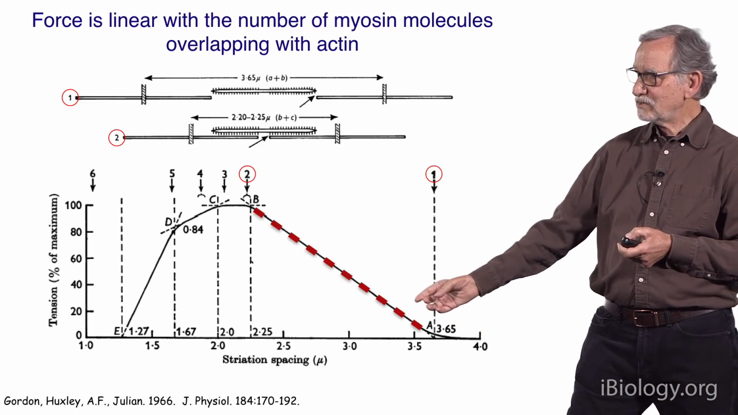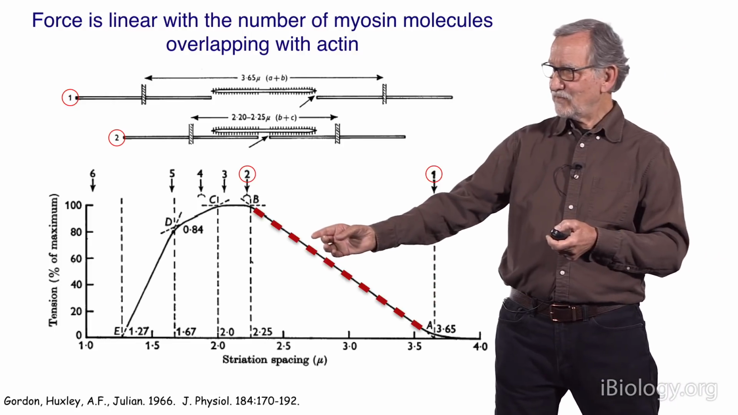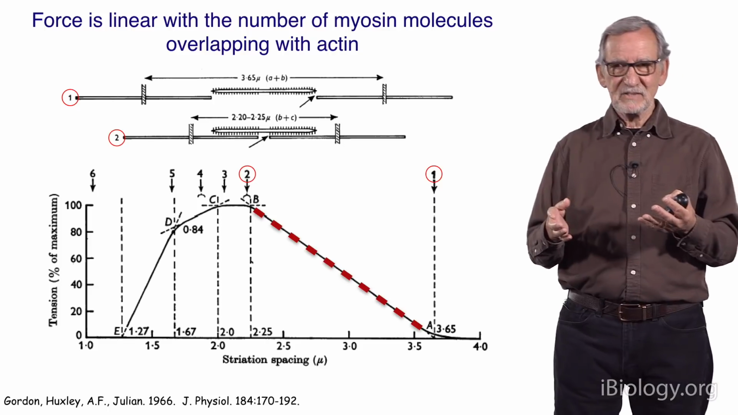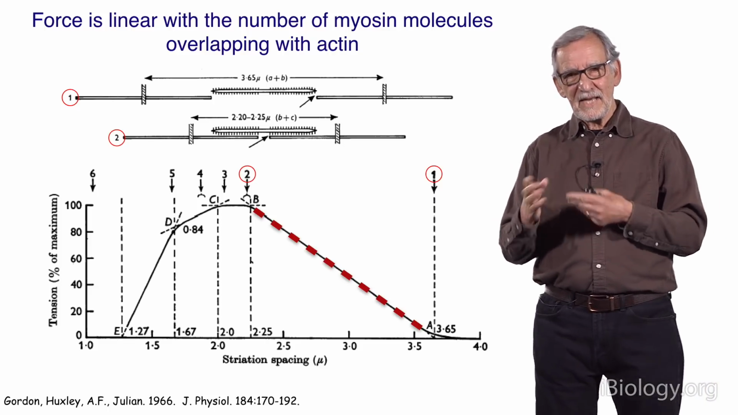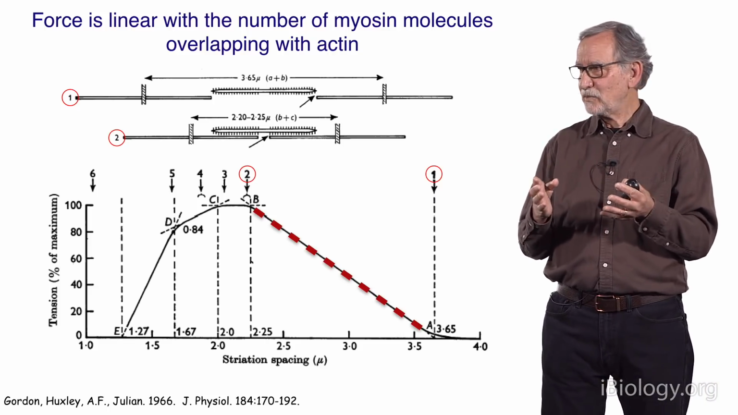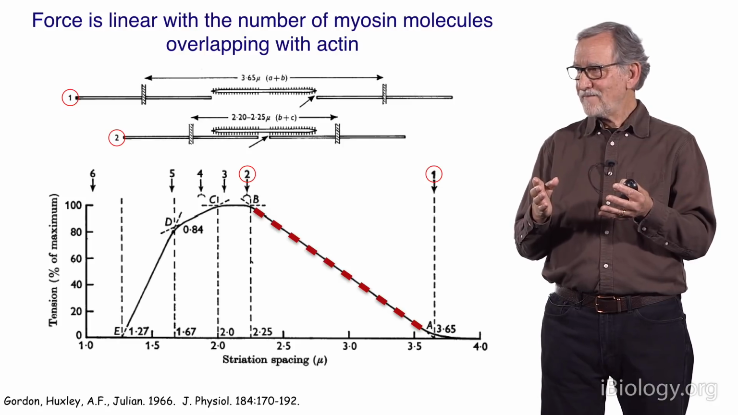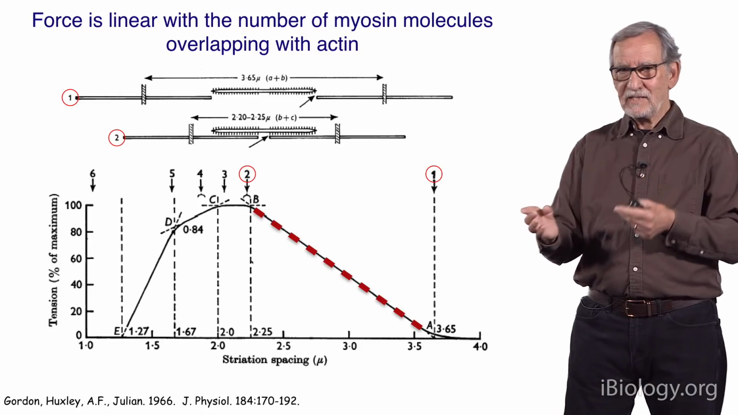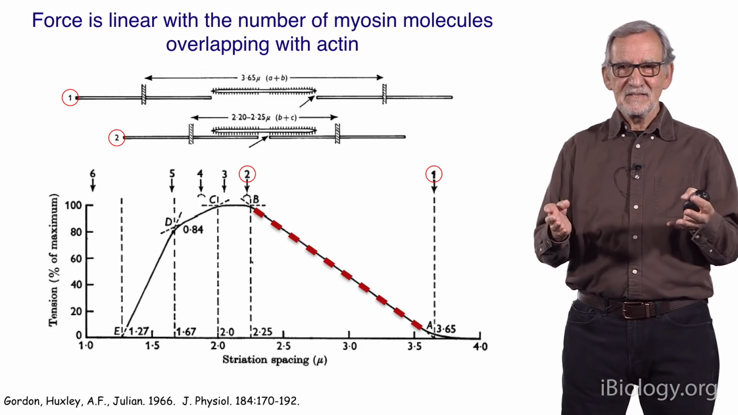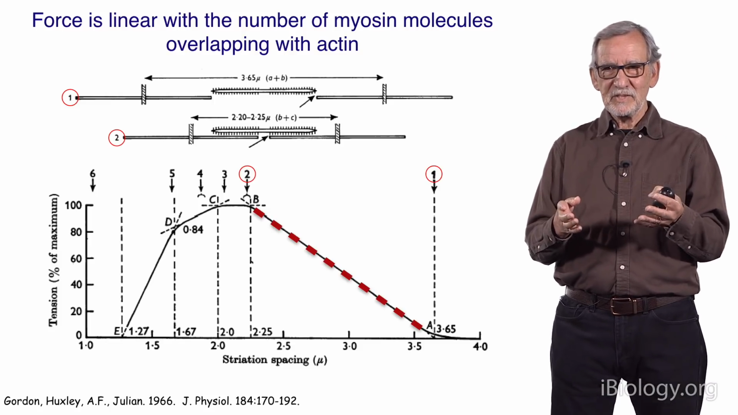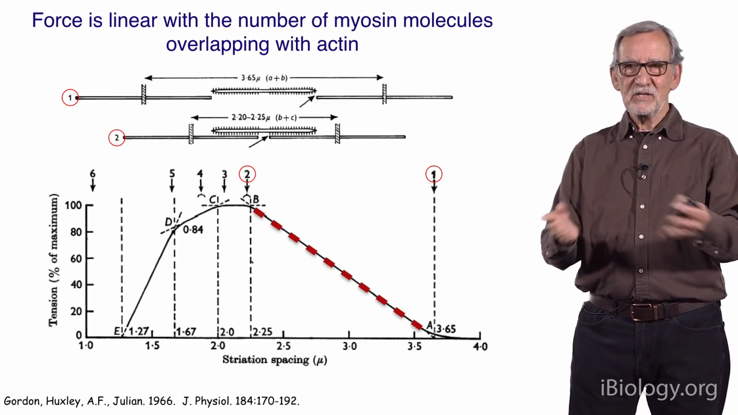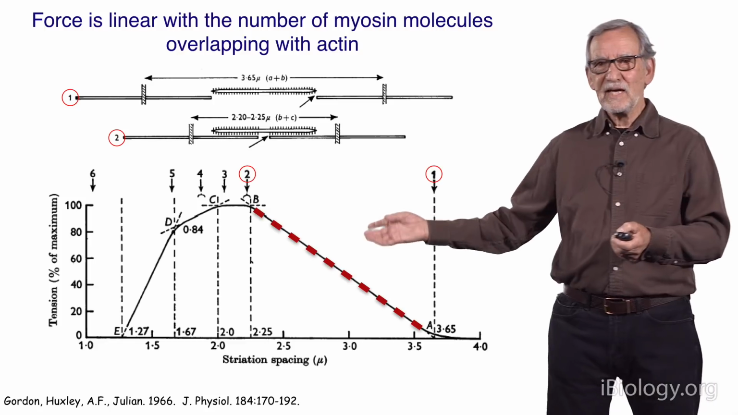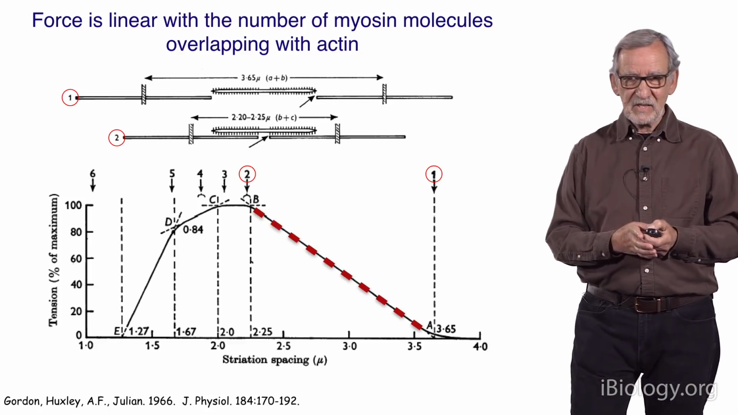And then as you go to complete overlap, you have a linear progression of tension development. So this suggested that, in fact, these heads that are projecting out and reaching across to the actin filaments may be acting as independent force generators, and depending on how many heads were interacting with the actin filaments, you had a linear relationship between the force and the number of heads. So a really elegant experiment from A.F. Huxley's lab.